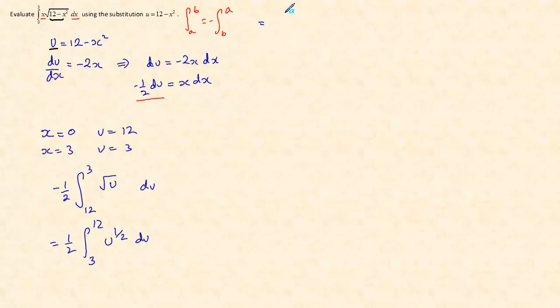So that's going to be a half of u to the 3 over 2 divided by 3 over 2, but remember dividing by 3 over 2 is the same as multiplying by 2/3. So that's going to give us that, and evaluate from 3 to 12. So that's a half of, using the top limit.